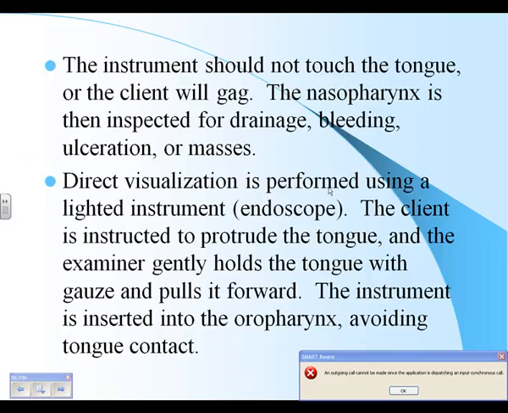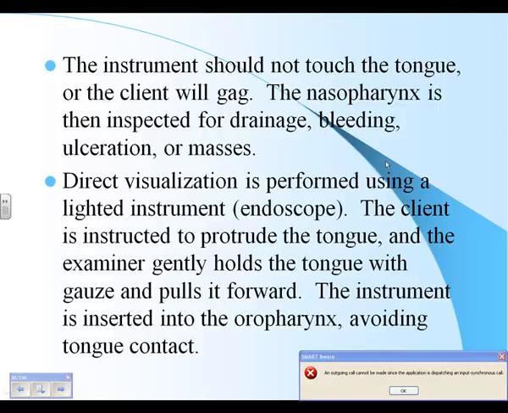The instrument should not touch the tongue or the patient will gag. The nasopharynx should be inspected for any drainage or bleeding or ulcerations or masses that would identify a problem inserting the scope. Direct visualization is performed using that lighted endoscope. You can do it either by nasopharynx or you can go through the oropharynx down to visualize.